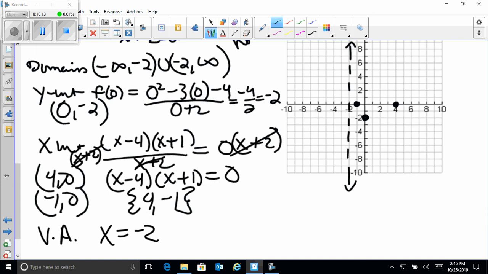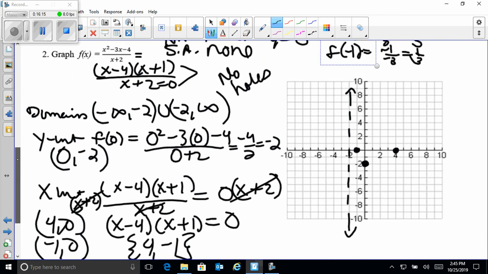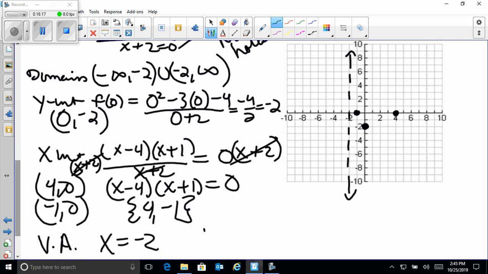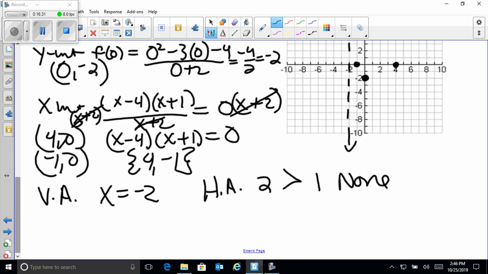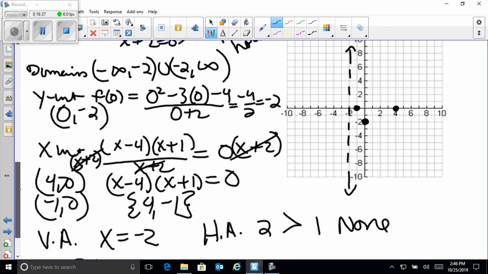Now, looking at horizontal, what's my power? On top I have 2, so my power is 2. And then my bottom is 1, 2 is greater than 1, so that is none. The top is greater. But I notice right away that the top is greater by 1, so I'm going to have a slant, which means I have to divide.